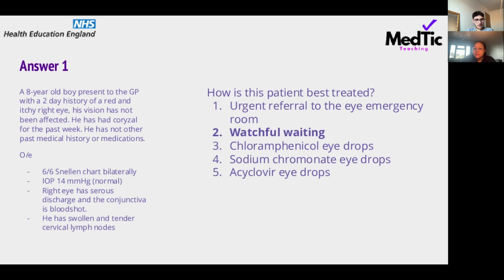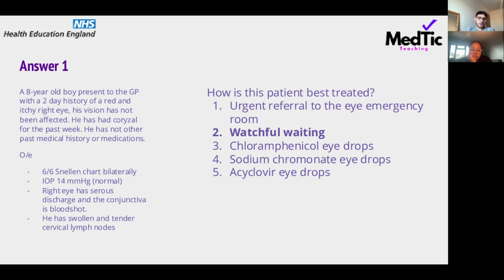Okay, so we'll show the answer. Watchful waiting. So hopefully you managed to work out the diagnosis, which is a conjunctivitis. Just looking at the presentation, it's an acute presentation of red eye. It isn't particularly painful, which is important here for coming down your differential list. Other key parts of the history, the fact that he's had coryzal symptoms leading up to this, and then on the examination, the serous discharge and the bloodshot conjunctiva, as well as the swollen lymph nodes, will help you with the management.